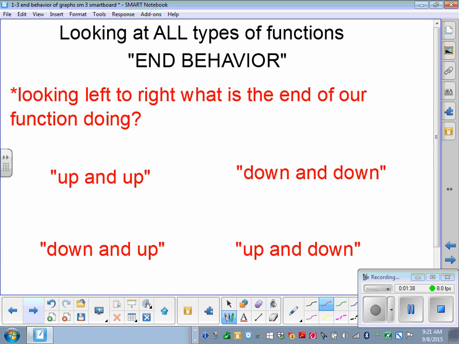Now here's the important thing as you're finishing those up. You always have to look at your eyeballs from left to right. We read from left to right in a book, so end behavior works the same way. We're going to be describing it from left to right. That's super important because if you describe it from right to left, you won't get it correct. You might have the correct idea in your head, but it's not correct unless we are talking left to right.